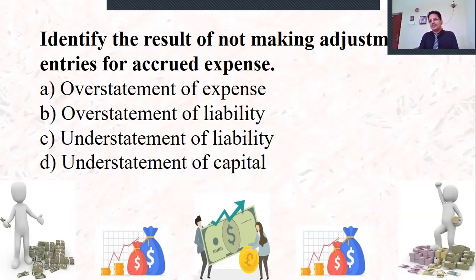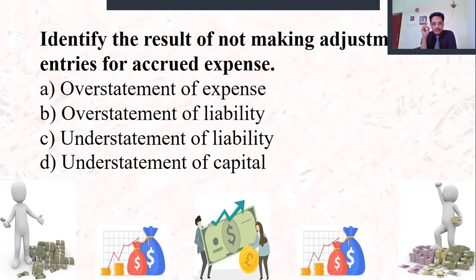This is the ultimate. The other one, expense overstated, is not okay, because the effect is that expense is understated, so expense is less. So overstatement of profit and understatement of liabilities. Two results will be there if you are not writing the entry. Now we can check. Overstatement of expense, no. Understatement of expense is correct, but here it is overstatement. Overstatement of liability is not right.